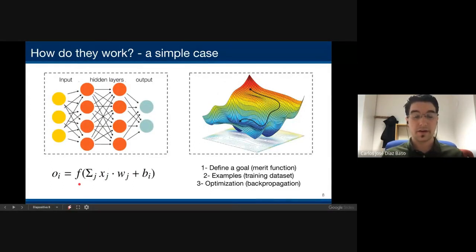Once we have the architecture, we have to define our goal and then our merit function. So what we want to do. For those cases, we also need examples, because we need to show or to teach this neural network the relation that we want to learn. And finally, we will optimize this neural network, with thousands or millions of parameters, to learn this relation.